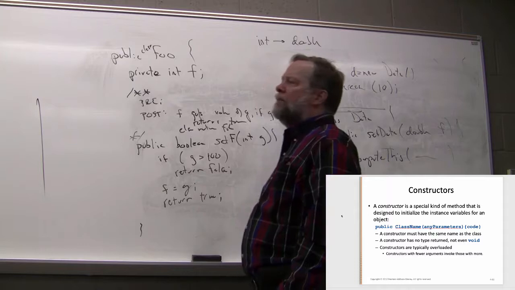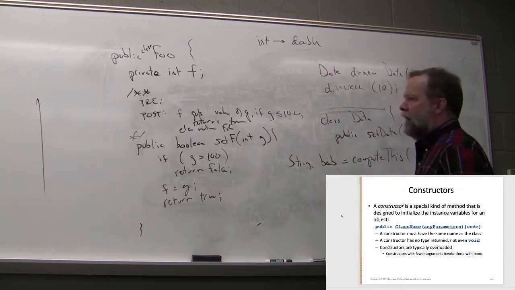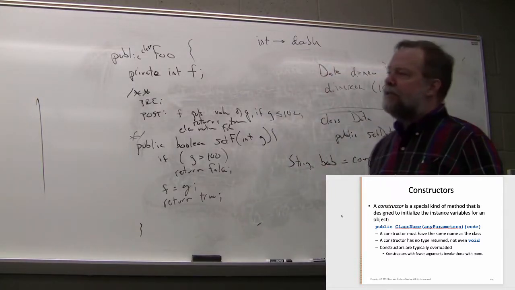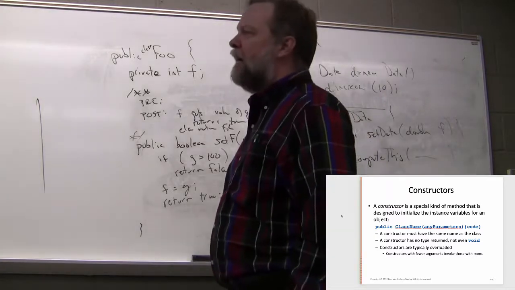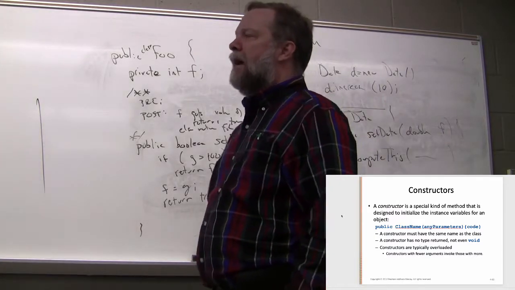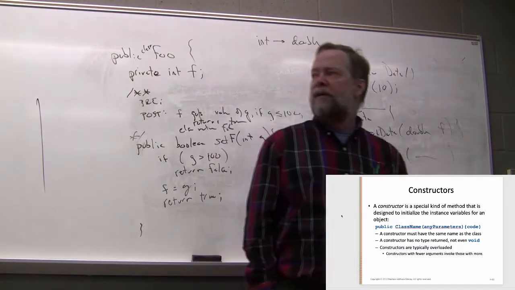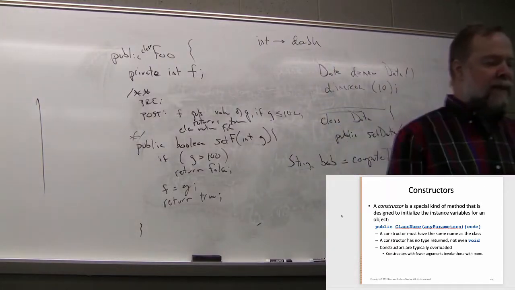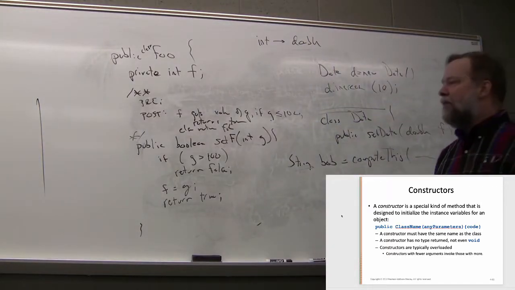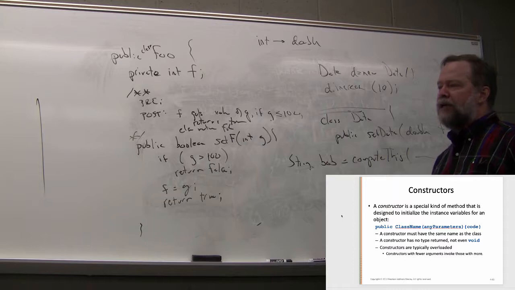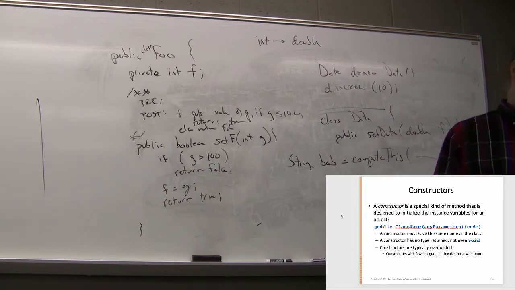Okay, so a constructor is a special kind of method. In fact, some software engineers don't even call them methods, but a special kind of method that is designed to initialize the instance variable for an object. And they have a rather unique declaration for the methods. So here's an example right here.